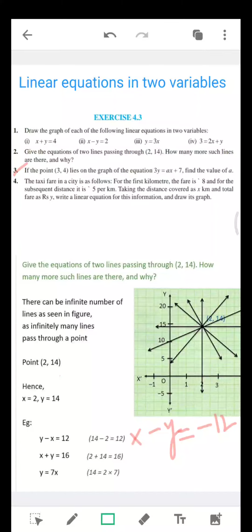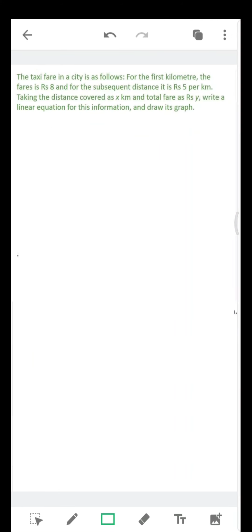Welcome back again after solving question number 2 and question number 3. Let's go for question number 4 now. Question number 4 is a very important concept and it is related to your day-to-day life situations.